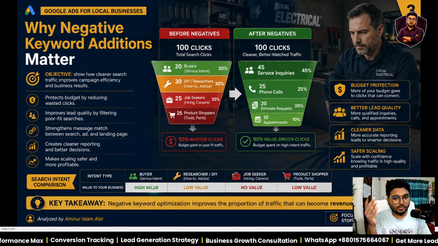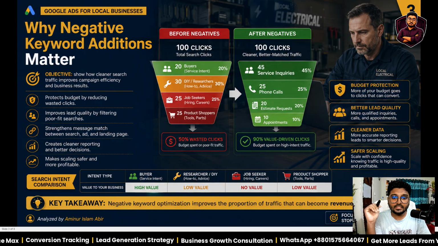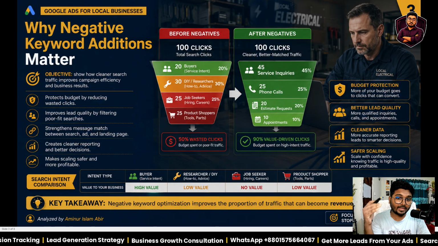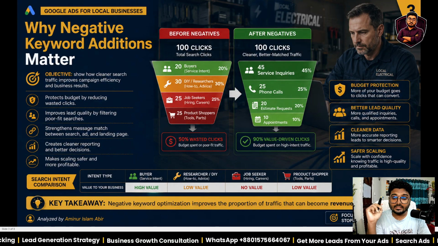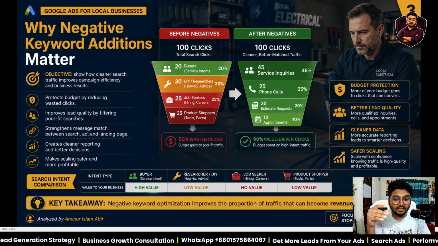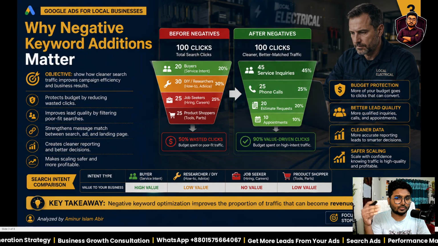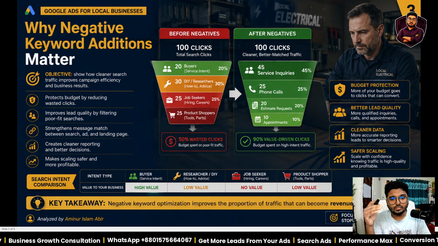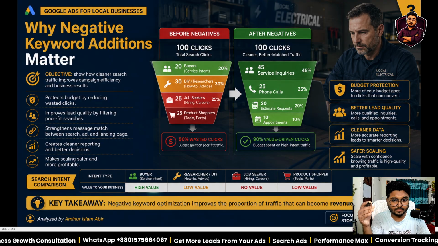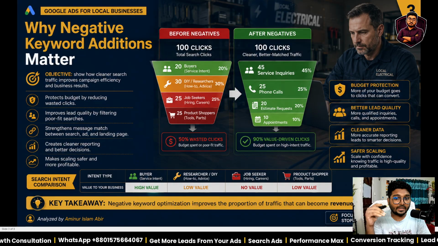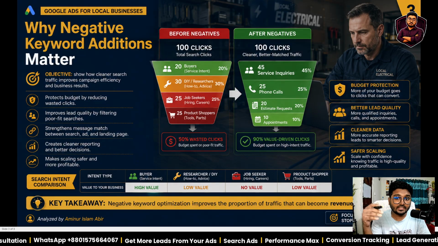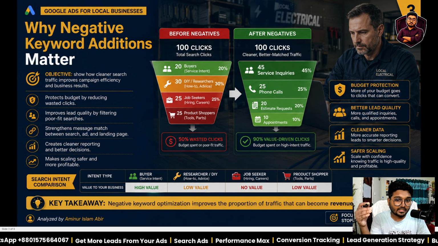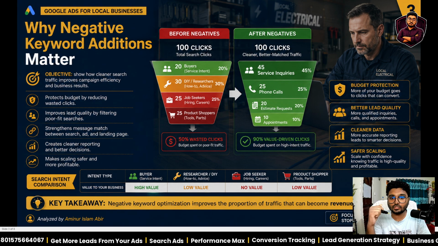So why do negative keywords matter? The first benefit is budget protection. Every irrelevant click uses money that could have reached a possible customer. The second benefit is better lead quality. Negative keywords can reduce traffic from job seekers, students, DIY users, product shoppers, and people searching for a service you do not offer. The third benefit is a better message match. When irrelevant searches are removed, the search, advertisement, and landing page are more likely to match the same customer need.